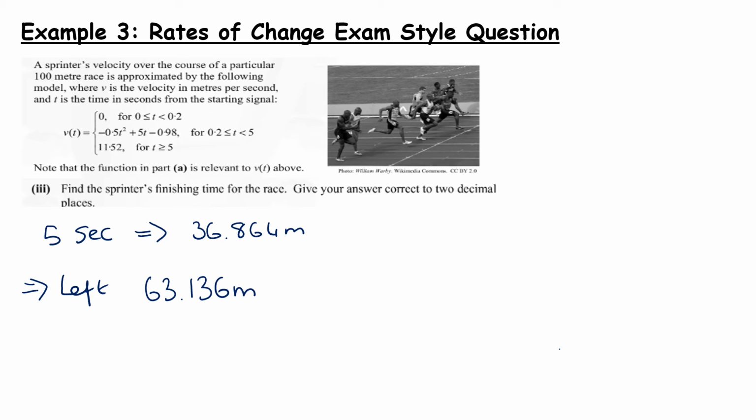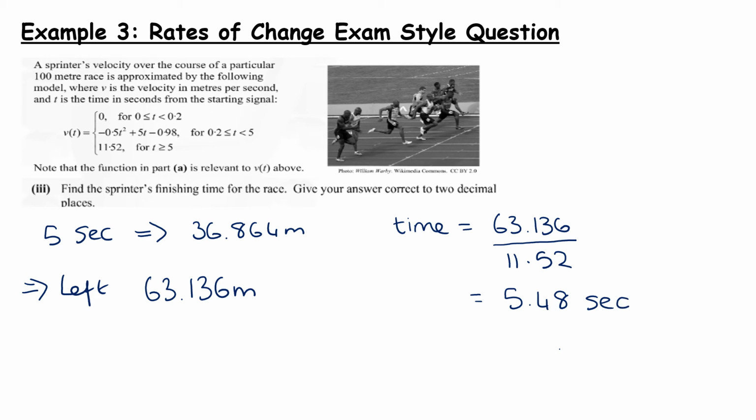Now, the good news is this is a constant speed. So we don't have to worry too much about this because there's no acceleration. The speed is a constant. The speed is a number. To figure out the time, we're going to take the distance that's left, the 63.136, and divide it by the velocity, 11.52. This is a throwback to our distance, speed, time triangle, and we are left with 2 decimal places, 5.48 seconds.